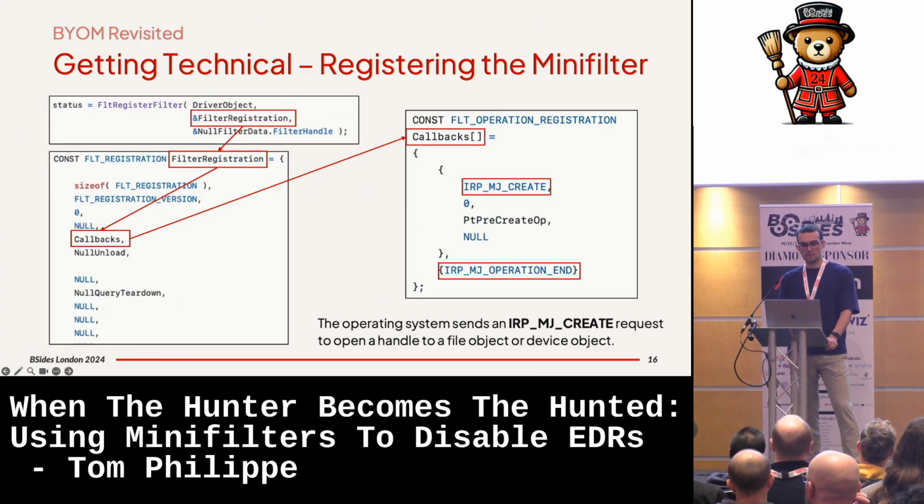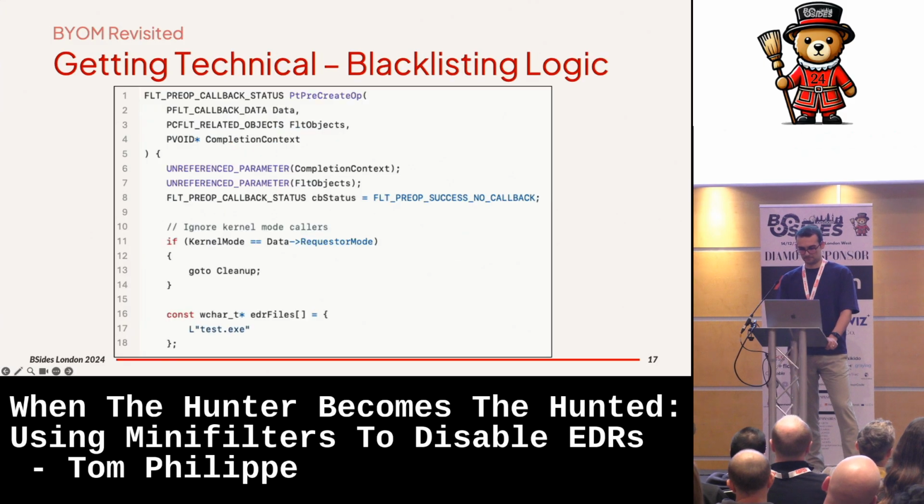Last element is null. It could also be a post-operation callback, but we don't need it in that case. So now we're getting to the crux of it. This is our actual logic that will be implemented here. If we recall earlier, we said the objective was to blacklist EDR-related files. So that's exactly what we do.